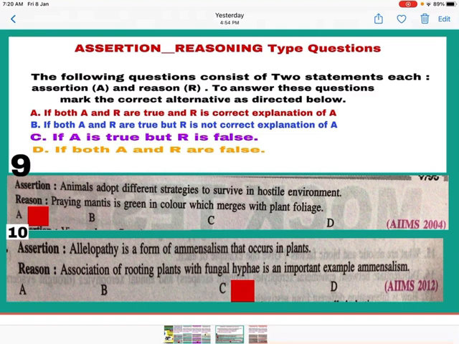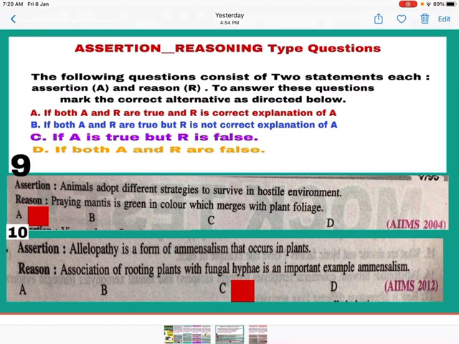Assertion: Allelopathy is a form of amensalism that occurs in plants. Correct. देखिए क्या होता है इसमें. Some plants produce chemicals, और ये केमिकल जो प्रोड्यूस होते हैं ये दूसरे प्लांट्स की ग्रोथ को रिटार्ड कर देते हैं, स्लो कर देते हैं, और अपने आप उनको प्लांट को कोई नुकसान नहीं हो रहा. So this is a type of amensalism. But here chemical is produced by the plants, so this is called as allelopathy in plants. And so allelopathy is a form of amensalism that occurs in plants is a correct statement.